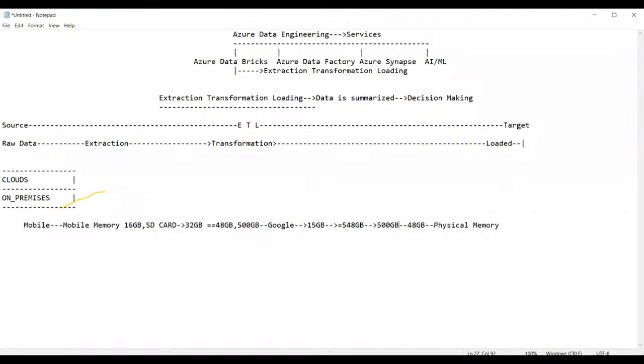Whereas the data which is stored on Google Drive can be recollected. So we can call Google Drive a cloud. Am I right, guys? Google memory is called cloud memory, cloud data memory. Whereas the physical memory of your mobile phone, we can refer to as on-premises memory. Am I right, guys?